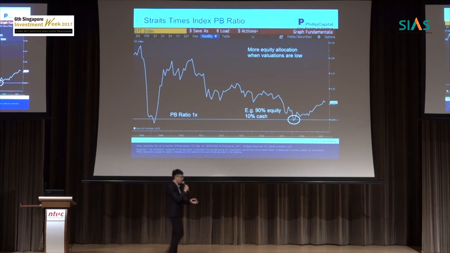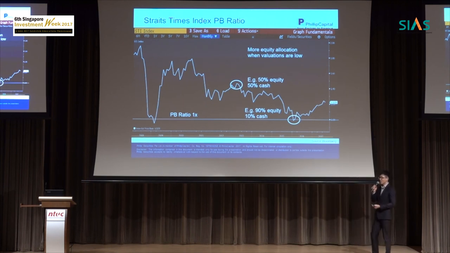So you can allocate about 90% into equities and 10% into cash. Compared to that, if the price-to-book ratio is around 1.4, then you can allocate about 50% into equities and 50% into cash. So that's one way in which you can allocate your portfolio.